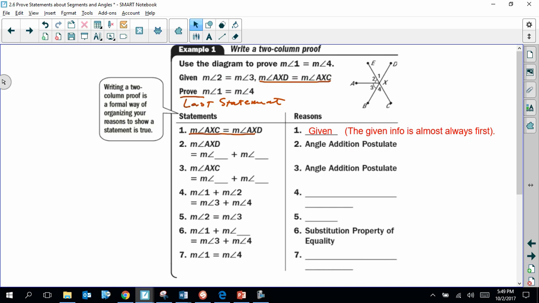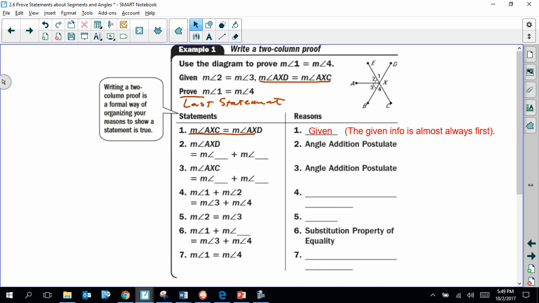So we're going to include that later on, and you can see that's going to be in step 5, but I don't want to get ahead of myself here. So starting off, we know that the measurement of angle AXC and AXD are congruent to each other because that was given to you. So now we're going to move on.